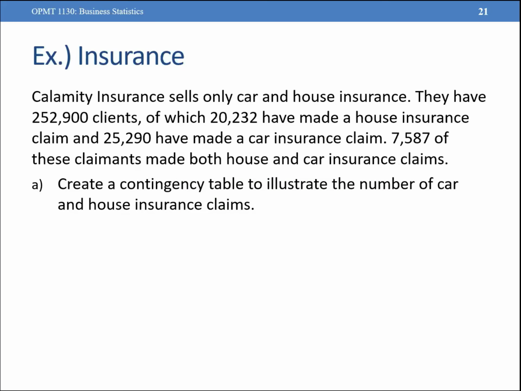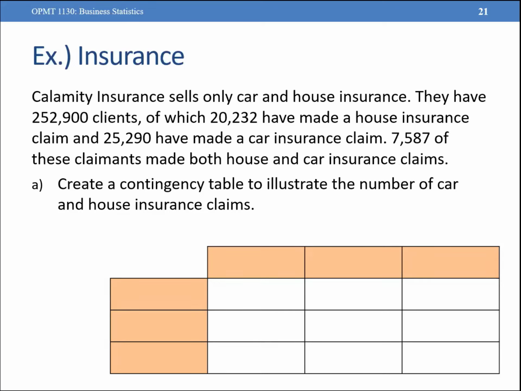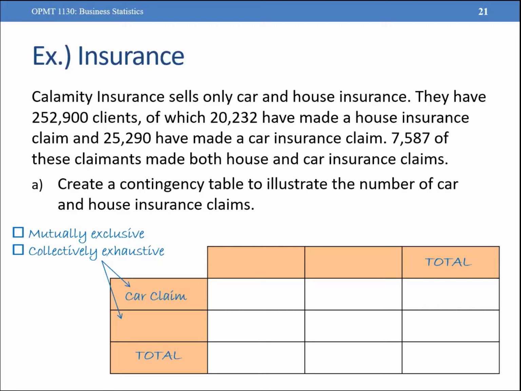So let's put this to our insurance example. Calamity Insurance sells only car and house insurance. I'm going to get into the details in a second, but first we're going to start setting up the table. We're going to create a contingency table for the problem. Remember, with the contingency table, the last row and the last column are totals. Now, the row headers have to be mutually exclusive and collectively exhaustive. So imagine I start with car claim. What would be mutually exclusive to car claim?